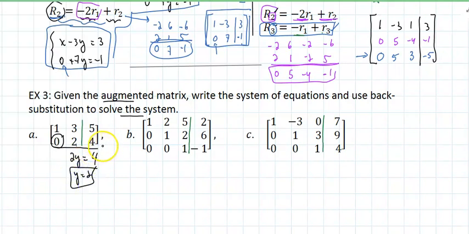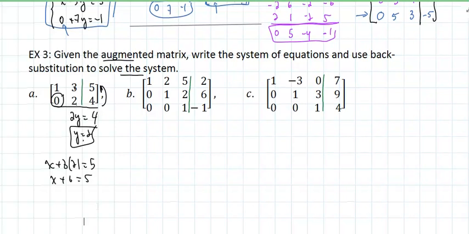And now what? Now you go back one step and you say, well, x plus 3y, but y is 2, equals 5. x plus 6 equals 5. So now I could figure out what x equals. x equals negative 1. And by doing so, I'm able to say the solution to this system is negative 1, 2.